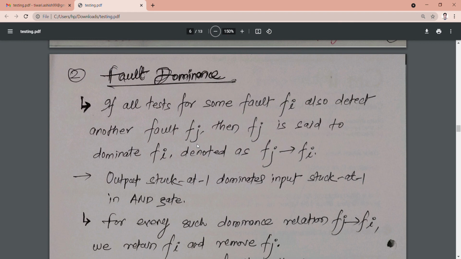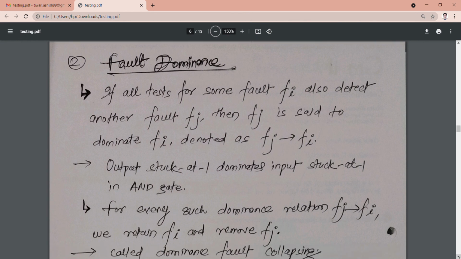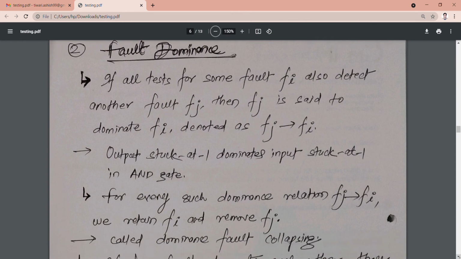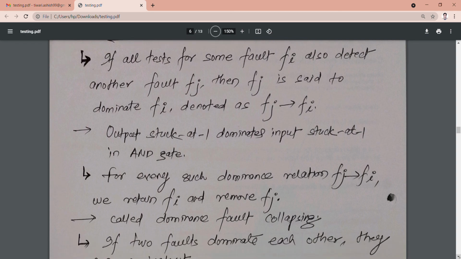Second fundamental is fault dominance. If all tests for some fault Fi also detect another fault Fj, then Fj is said to dominate Fi, denoted as Fj dominates Fi. If you are applying the fault model, and you are taking one fault as Fi and another fault as Fj, and all tests for Fi also detect Fj, so that the test is detecting both the faults, then Fj is said to dominate Fi.